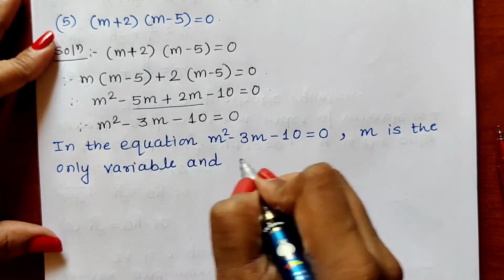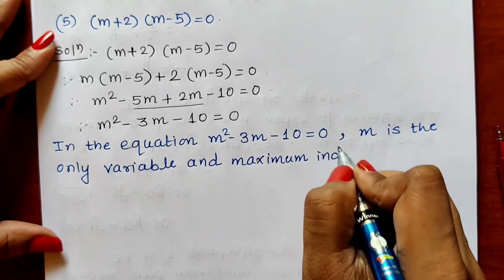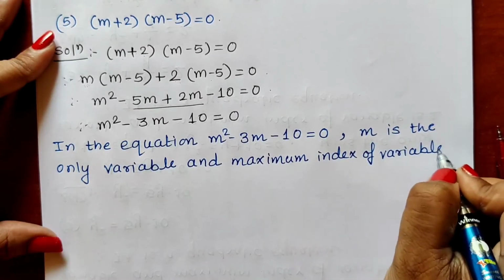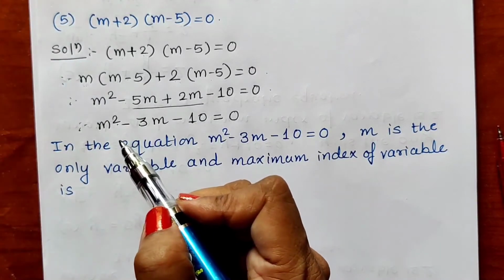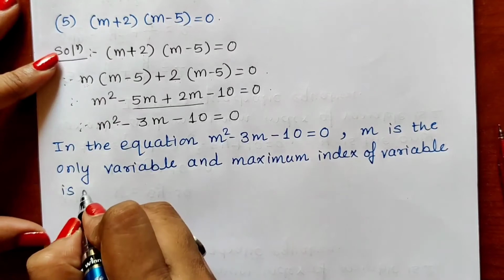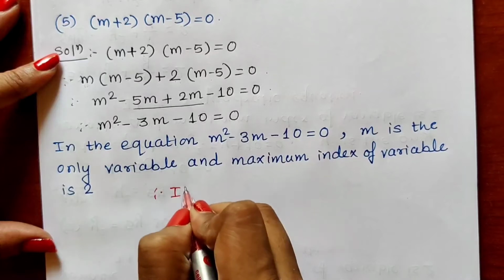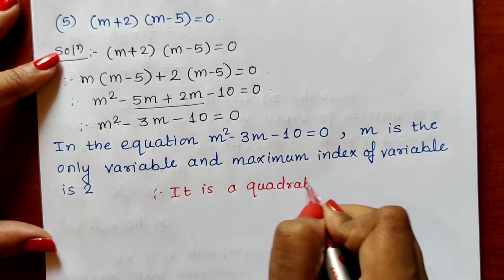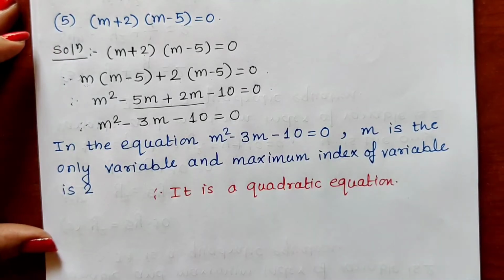And the maximum index of variable, what is the maximum index of variable? It is 2. We cannot see any other index which is bigger than 2. No other maximum index, so it is 2. As the maximum index is 2 and only one variable is there, therefore it will be a quadratic equation. It is a quadratic equation. In this way we have got the answer for the fifth sum also.